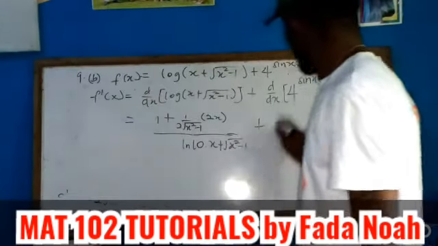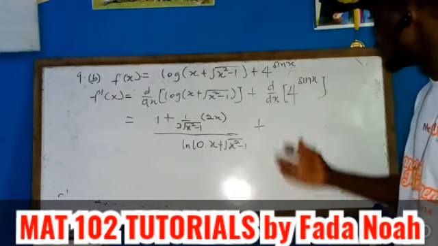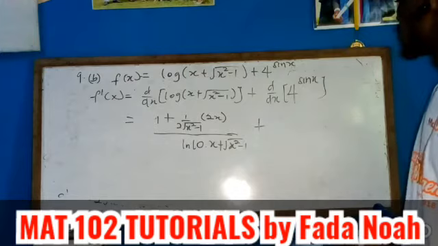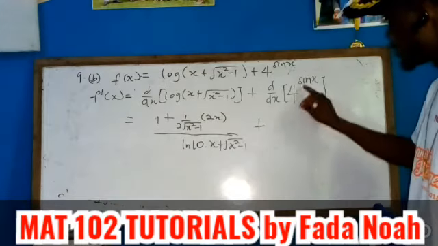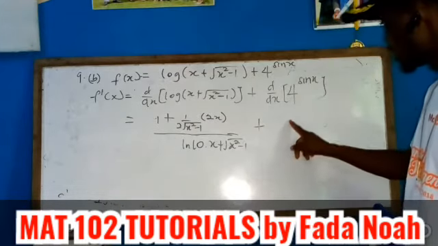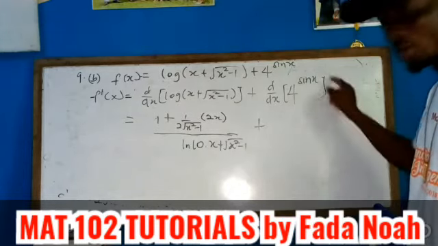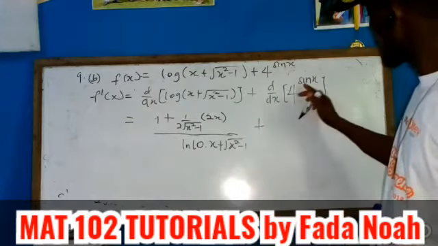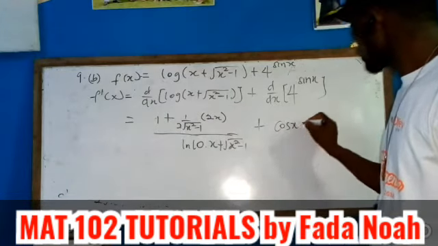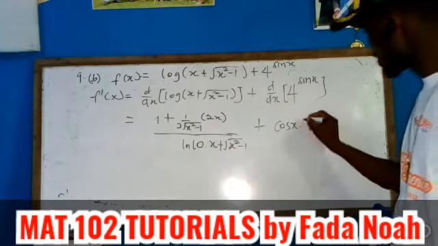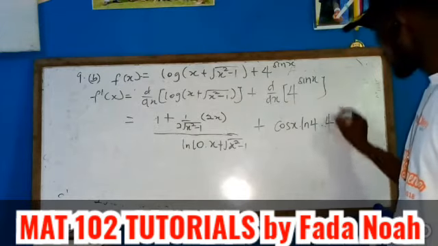Then we have plus the derivative of 4 exponent sine x. And this one too, there is a rule for finding the derivative. So what we have to do here is to find the derivative of the exponent, which is sine x. You write it times the length of the base. So we have ln 4 times the original function. So we have the derivative of sine x will give us cos x times the length of the base, which is ln 4, times the whole function, which is 4 exponent sine x.